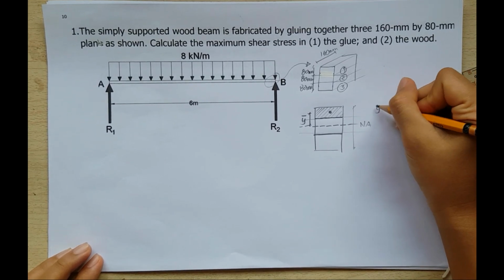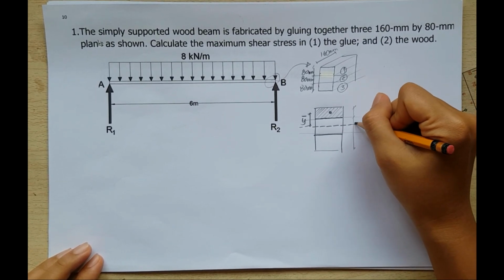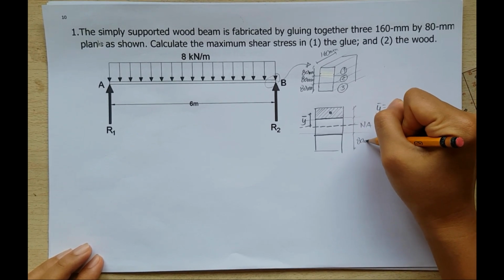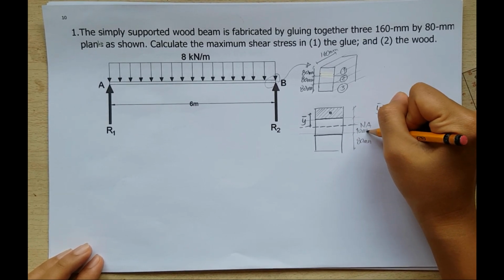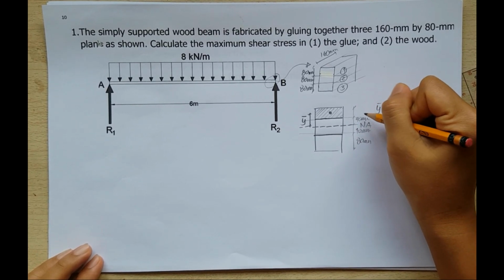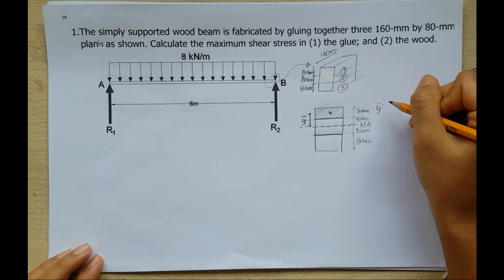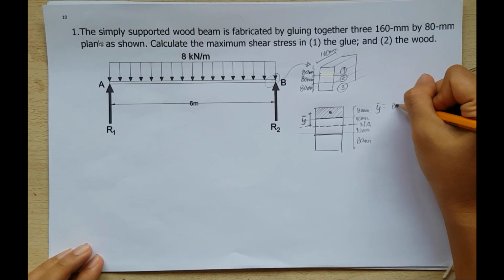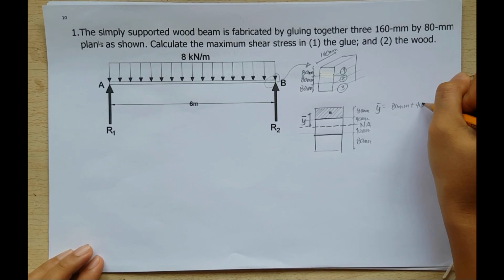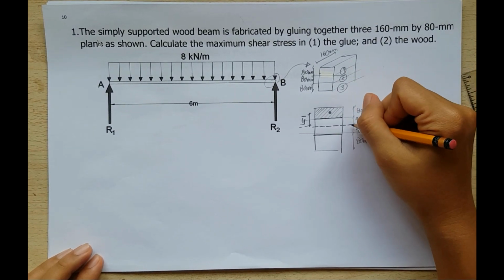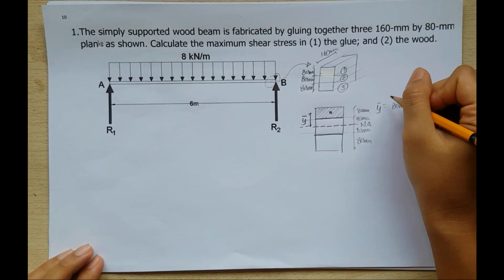And our Y bar is equal to, so this is 80 millimeters, this is 40, this is 40, and this is 80. So our Y bar would be equal to 80 millimeters plus 40 millimeters. That is referred to our neutral axis.